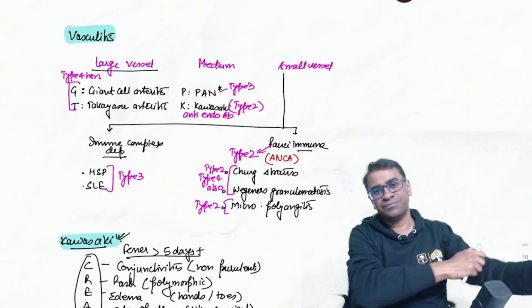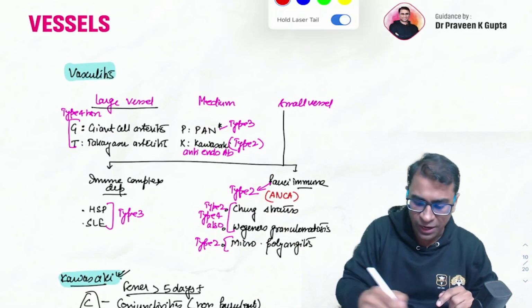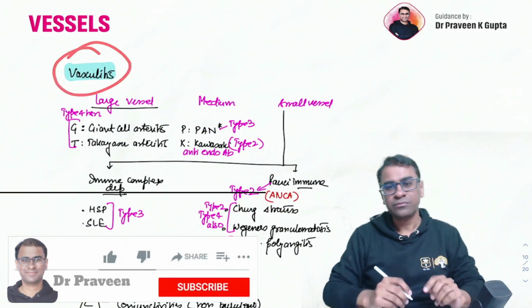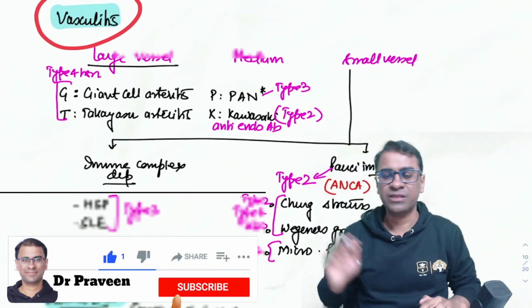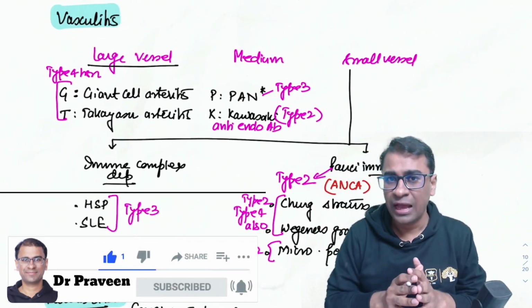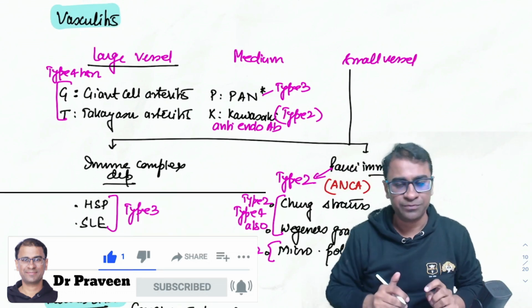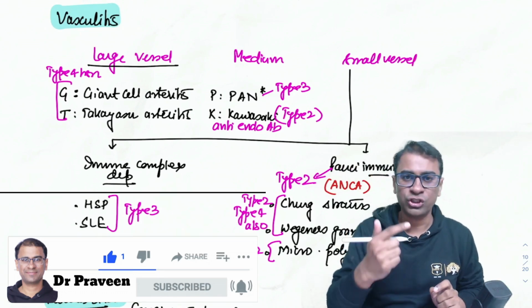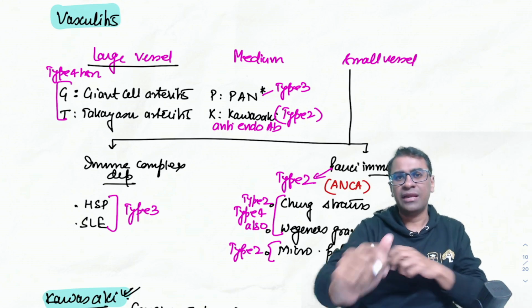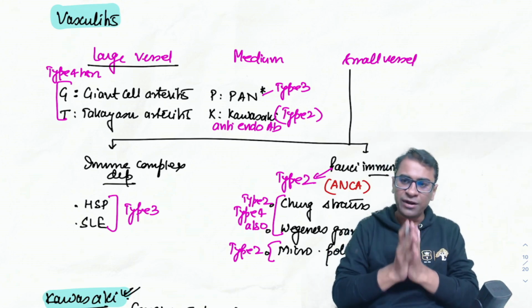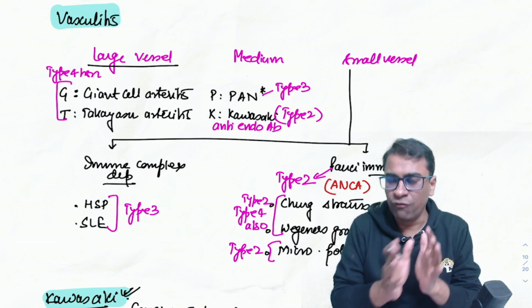In the next chapter of vessels, I'll discuss vasculitis. Very, very important. 3 questions came from this one in the INICET and 2 questions came in the NEET PG: Kawasaki and Henoch Schönlein Purpura. How to remember the names of vasculitis? Vasculitis means inflammation of vessels.